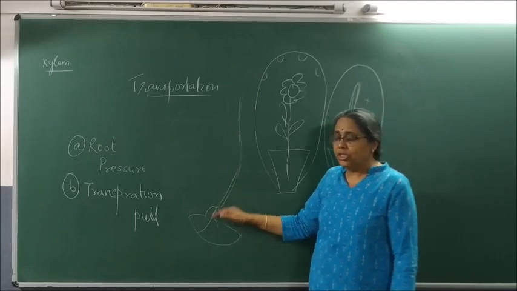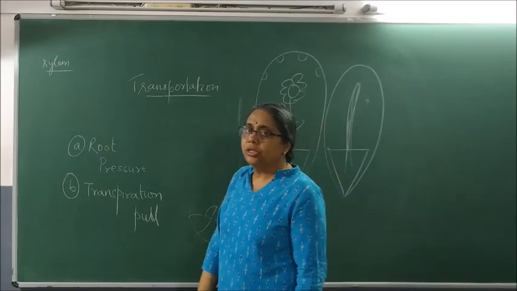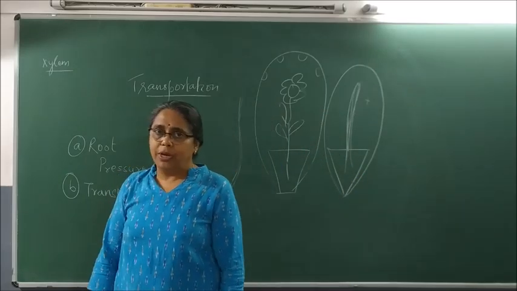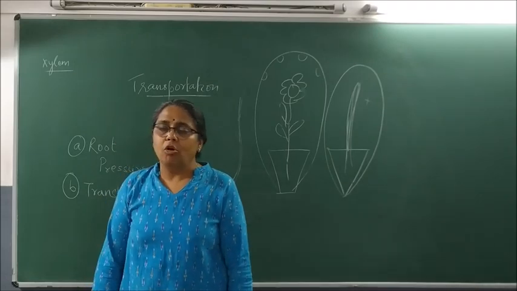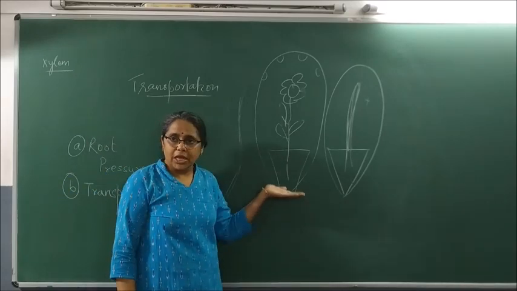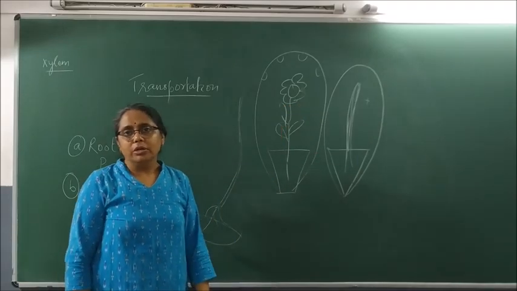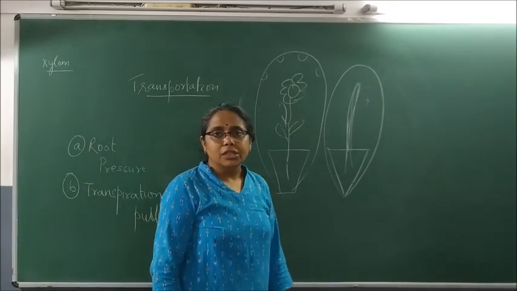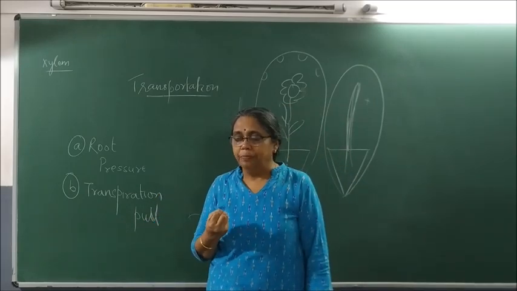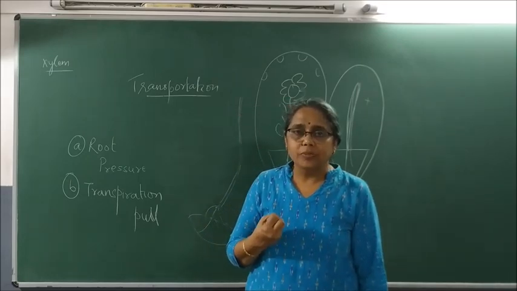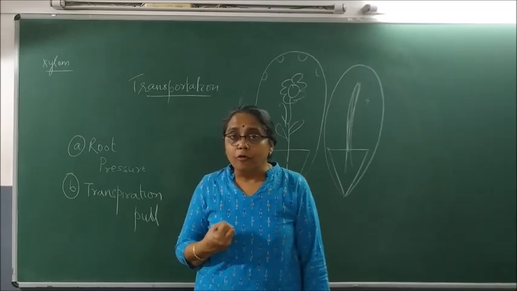This pressure is not sufficient to reach water to all the aerial parts of the plant. So what plants do is, they lose excess water during the day through the stomata in the form of water vapor. The water loss is compensated from the water taken from the root. So in the aerial parts, when water is lost as water vapor, a suction or a pull is created, which is called what pull? Transpiration pull.